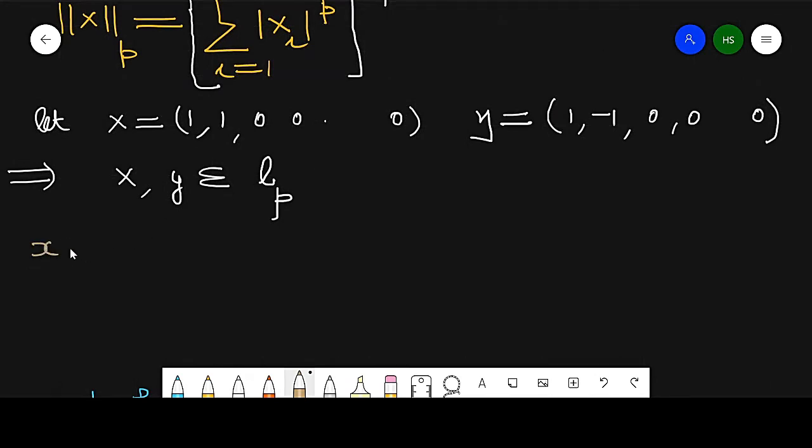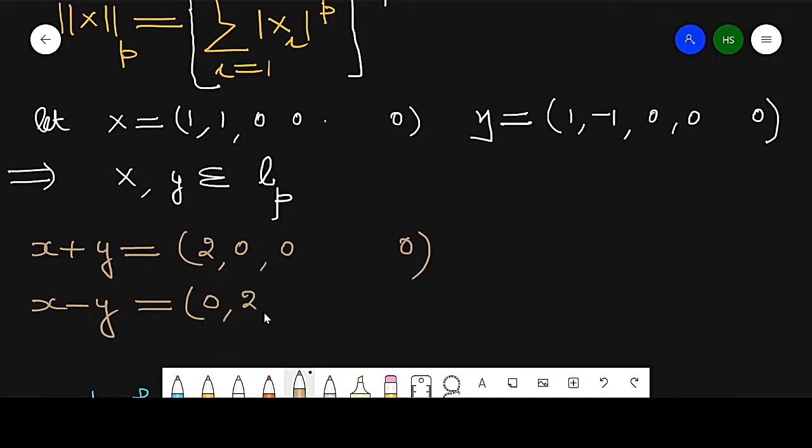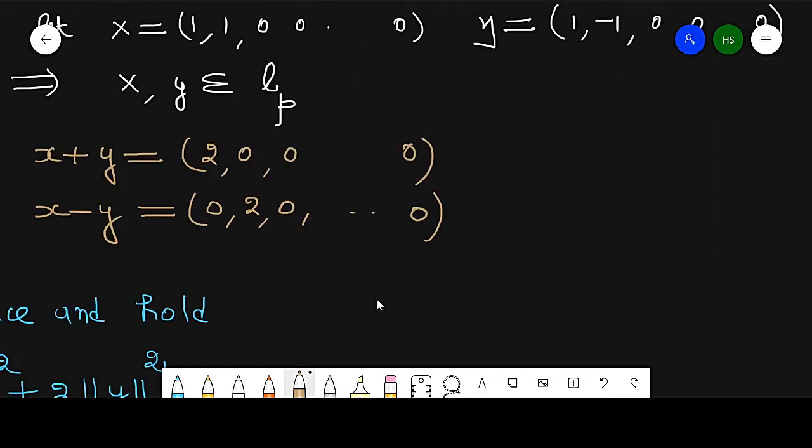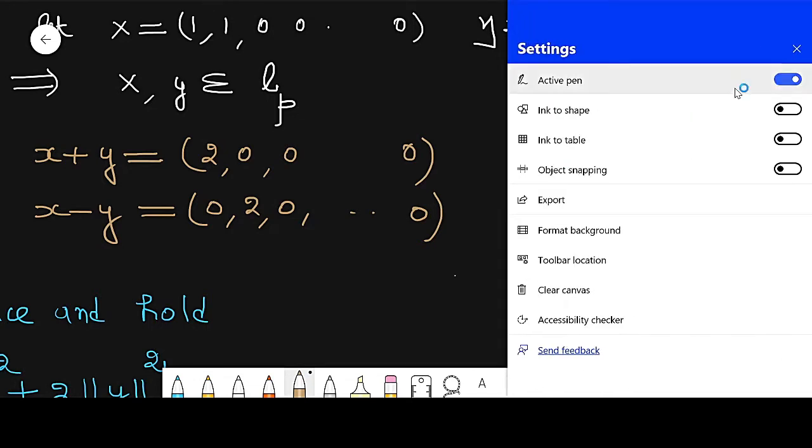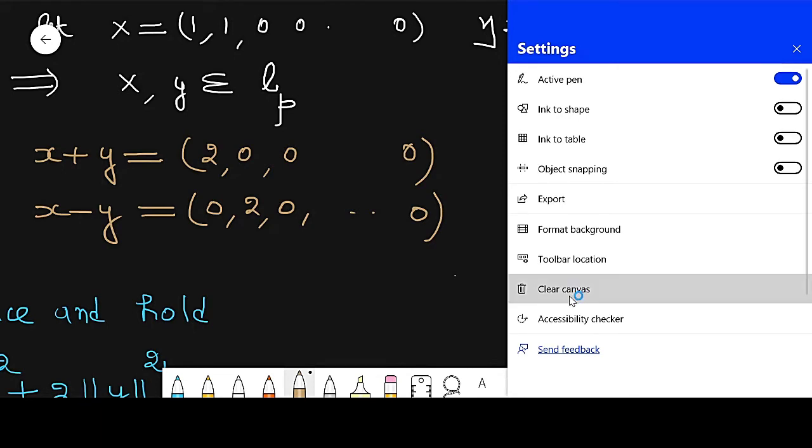Now x and y belong to LP space. So what is the sum x plus y? Taking the sum of the two vectors gives (2, 0, 0, and so on). Similarly, taking the difference gives (0, 2, 0, 0, and so on). Now I define the norm of these vectors.